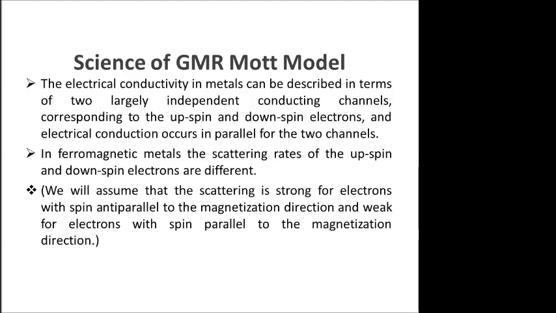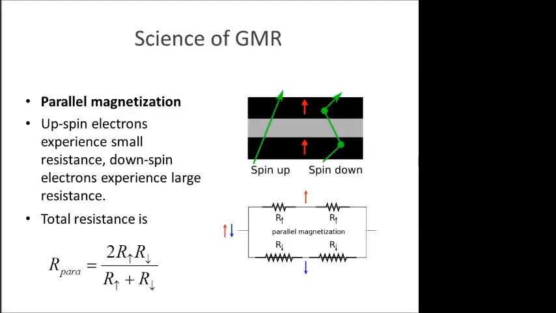So based on the spinning direction, we have to check how the magnetization is occurring. Then with the science of GMR, we have talked about parallel magnetization repeatedly. So we have to see how this parallel magnetization is occurring. Whenever parallel magnetization is there, the giant magnetoresistance is observed with a higher value.